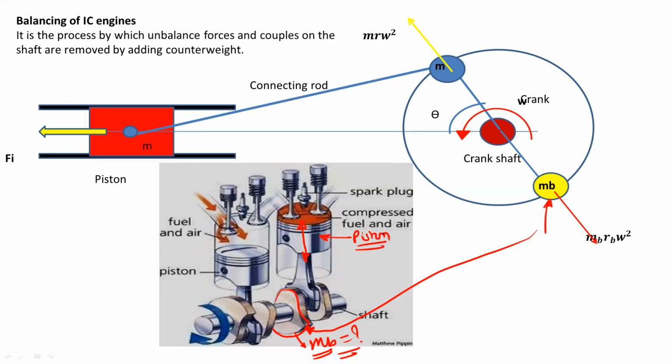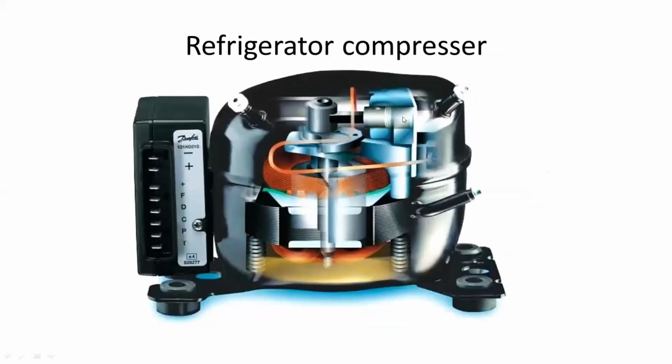Also this balancing is used in the compressors, that is a reciprocating compressor. So I will show one example for the compressors. Even the refrigerator has a compressor. It is also a reciprocating compressor. So you can observe here. I hope it is visible to you.